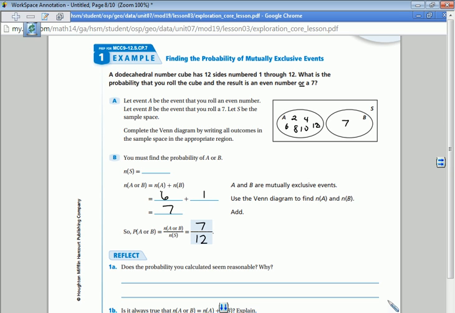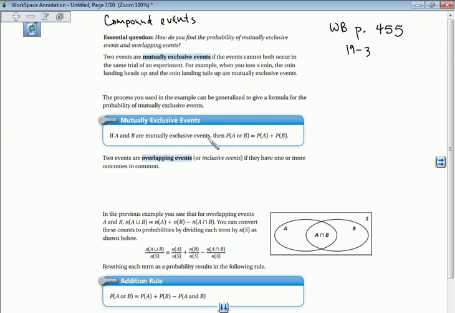Okay? Now, if they are mutually exclusive, when we're trying to find the probability of one event or another happening, we just add those individual probabilities. Make sense? And you know what? We really did this the first day, didn't we? We were just counting up and looking at our sample space, but we found the probability of this, and we added to it the probability of that.